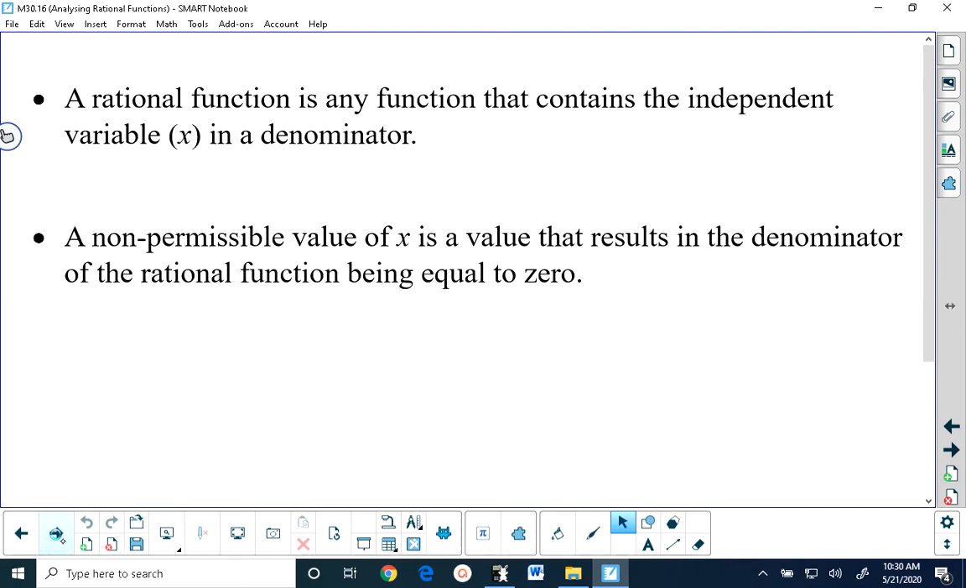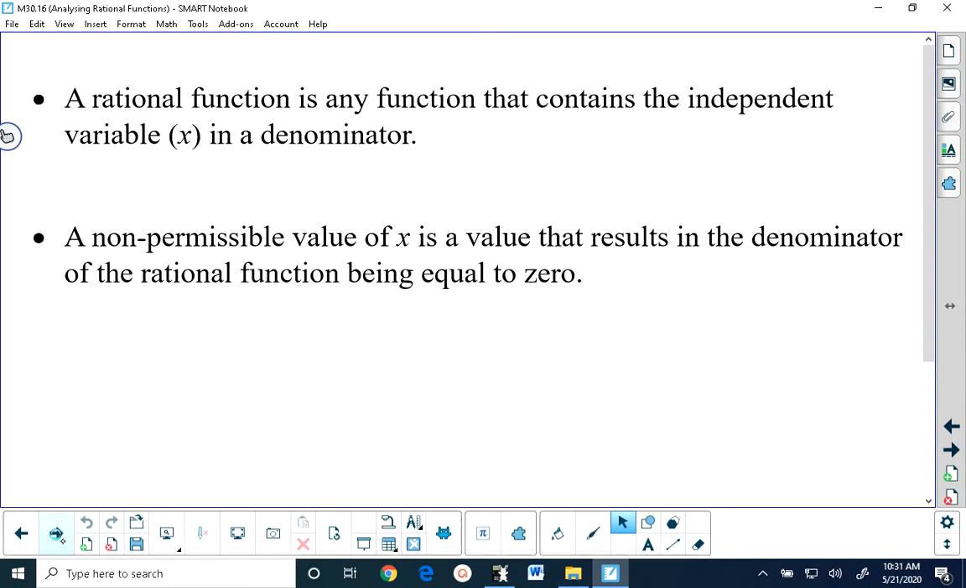To begin with, a very basic definition is that a rational function contains the independent variable, which is x, in the denominator. So any function that has over x, or over 2x, or over x squared minus 1, or over any expression that has x in it is a rational function.